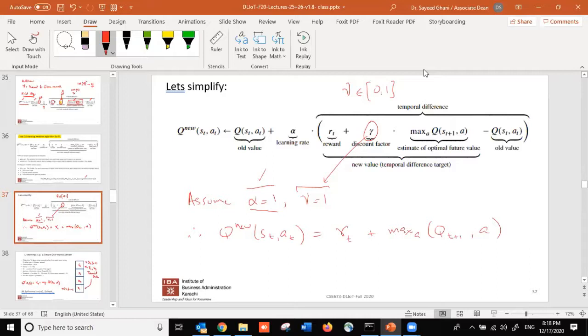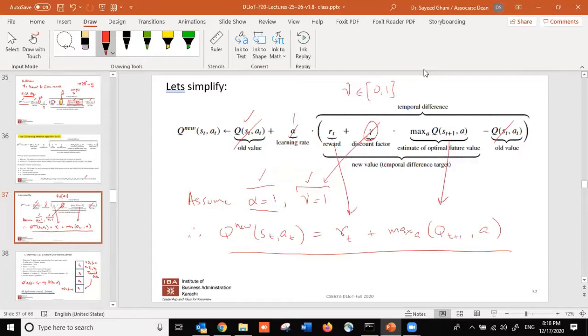Okay. So let's make the simplifying assumption that gamma is 1 and alpha is 1. If you do that, the equation becomes a lot simpler. These two cancel out, because this is 1, and this becomes 1. So you're simply left with R, and these two terms.